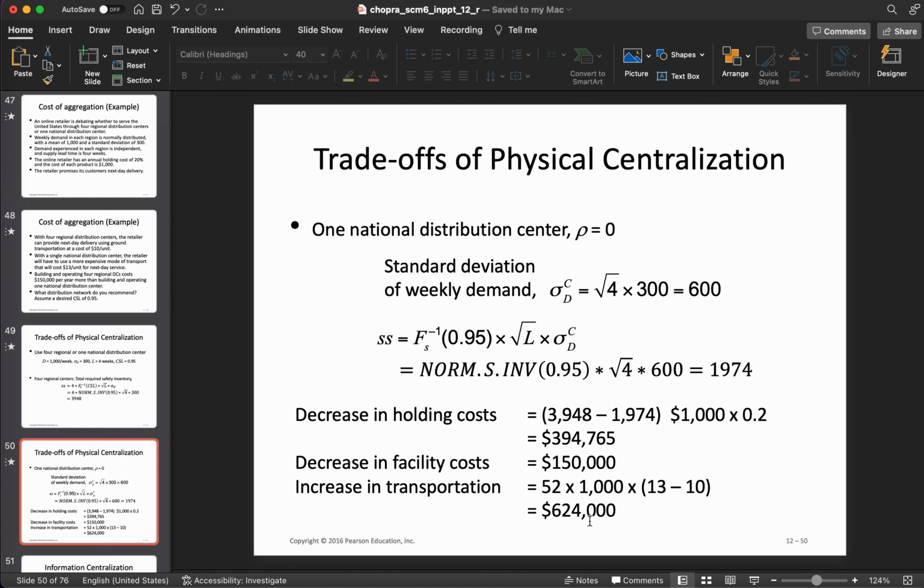Now, if you can get the transportation costs down, say from 13 to 12, this might be a completely different picture. But given the cost of transportation being 13 per unit, it is much better to have four separate distribution centers, right? Okay.